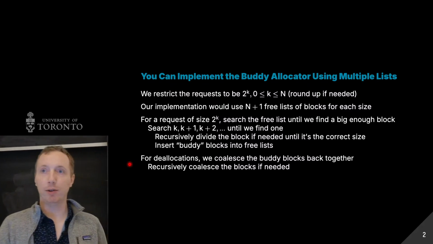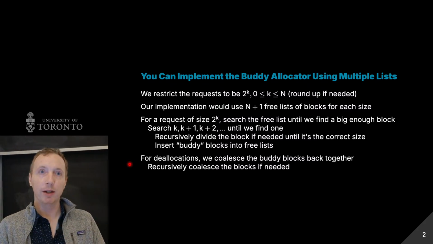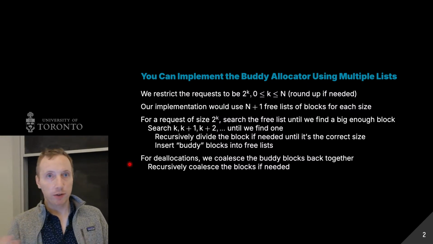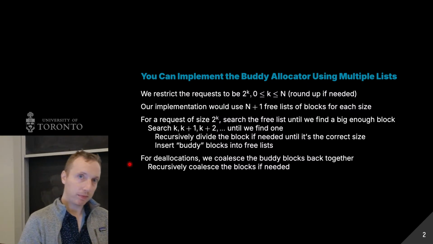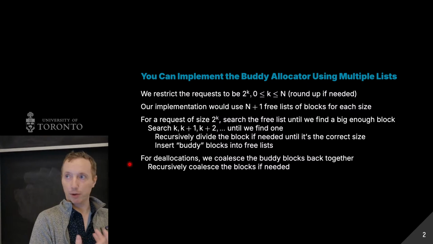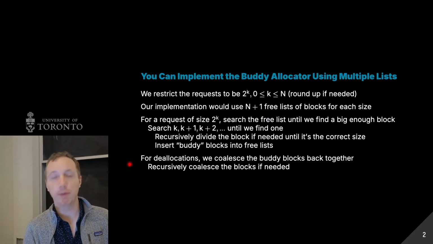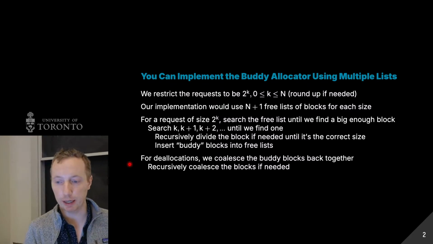The whole idea here is we can coalesce 2 buddies together because they'll be contiguous based off how we split them off. So we can coalesce them back together, and we can recursively do this over and over again until we're finally done and we have the biggest free block we can get.